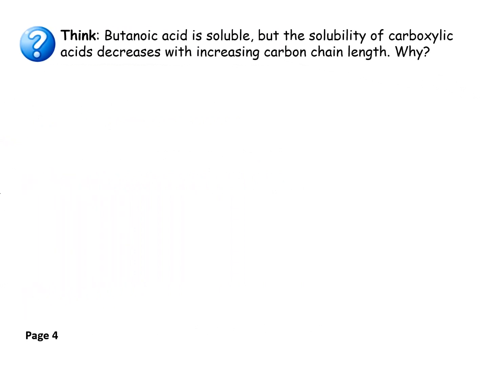So in the exam, you might be asked to explain why a carboxylic acid can be soluble, but you may also be asked about a comparison between different carboxylic acids. So for example here, butanoic acid we say is soluble, but the solubility of carboxylic acids decreases with an increase in carbon chain length. So why do you think that is? Just pause, have a think.